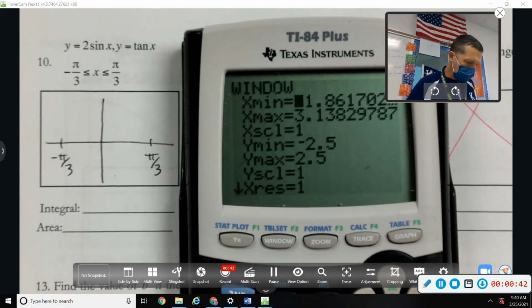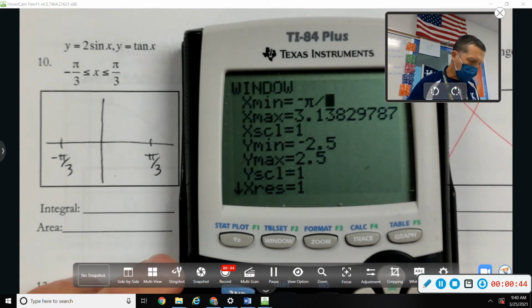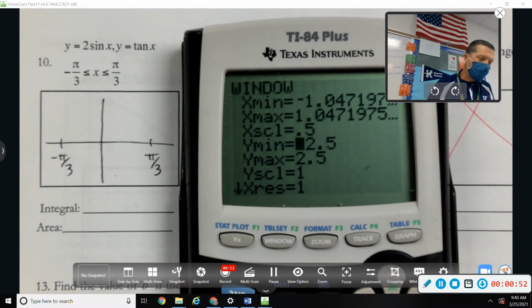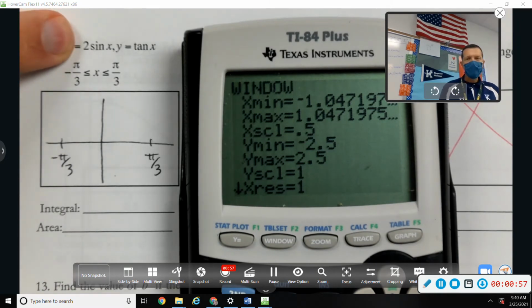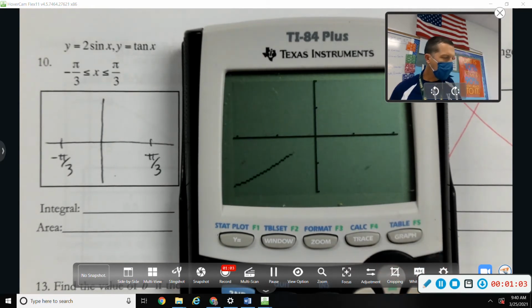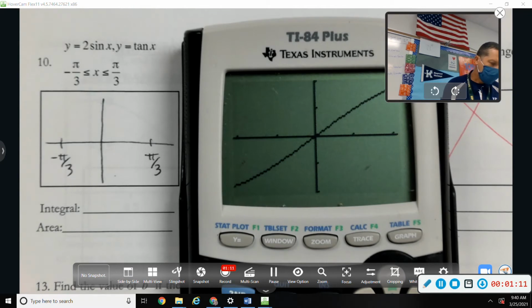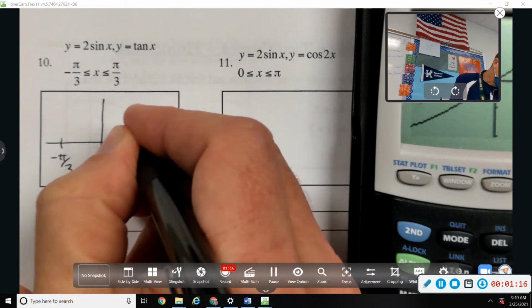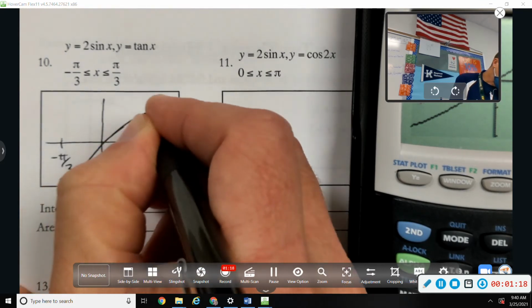Let's go from negative pi over 3 to pi over 3. And I really don't have any idea what my y... Oh yeah, I do. The maximum sine would get to is 1, so 2 sine x, the maximum it would get to is 2, or negative 2. So there's my sine graph from negative pi over 3 to pi over 3. Something like that.